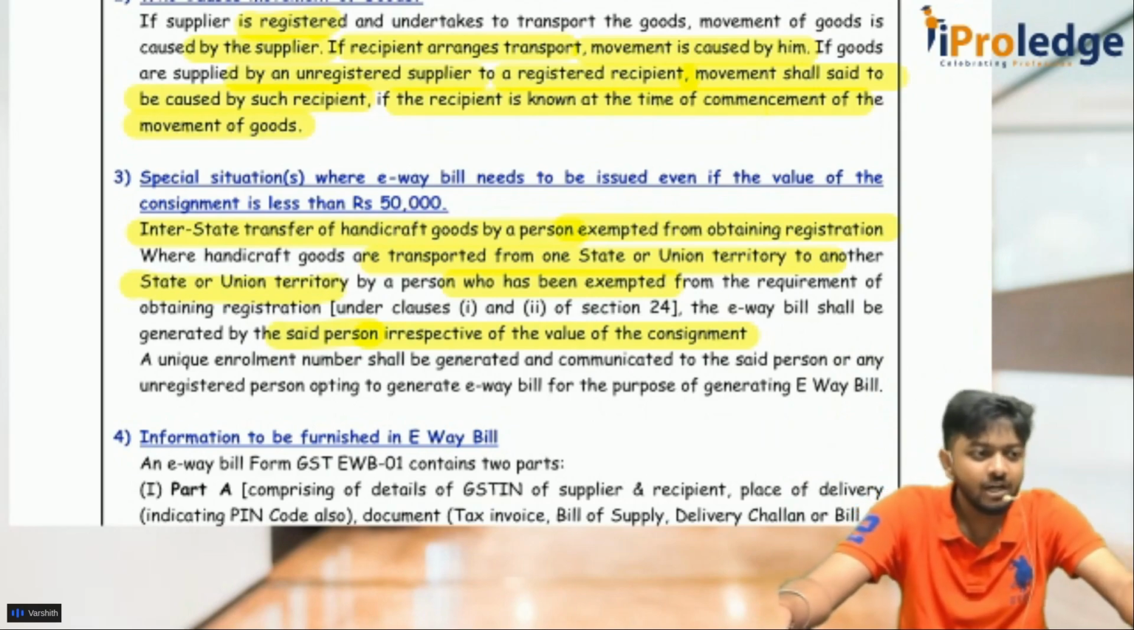So what they did, okay, registration and all, I'll exempt till 20 lakhs. But whatever is happening, you show that in e-way bill. Let me see how much you are doing. If it is up to 20 lakhs, okay, take exemption from registration. So I'm tracking this guy here, the handicraft people.